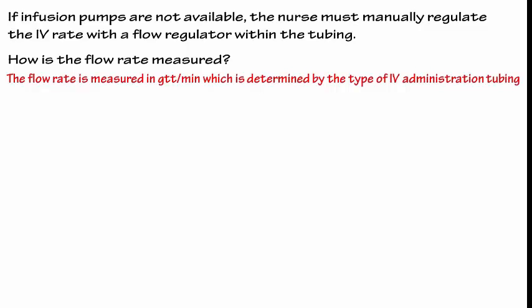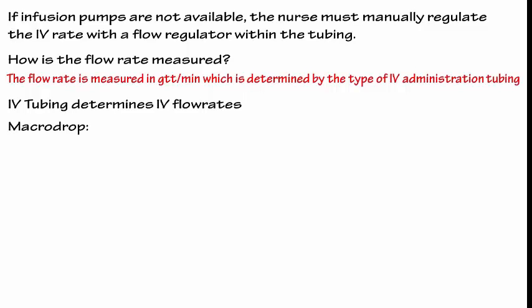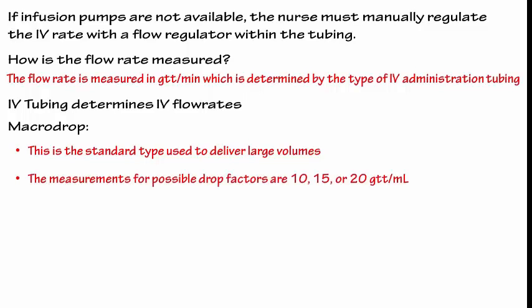The flow rate is measured in drops per minute, or GTT per minute, which is determined by the type of IV administration tubing. There are two types of IV tubing that we will discuss used to determine IV flow rates. The first type is called a macro drop. This is the standard type used in delivering large volumes of a specific solution. In addition, the measurements for possible drop factors are 10, 15, or 20 drops per milliliter. For our purposes, we will be referring to 10 drops per milliliter.